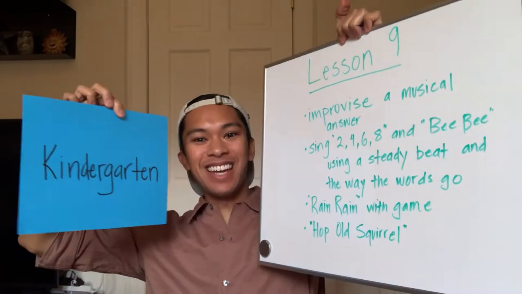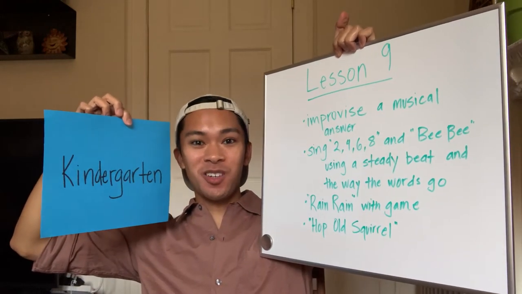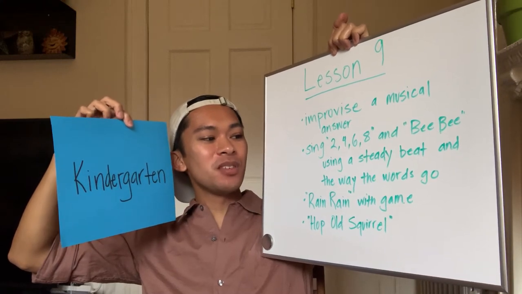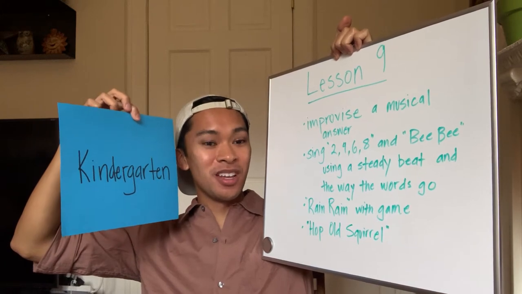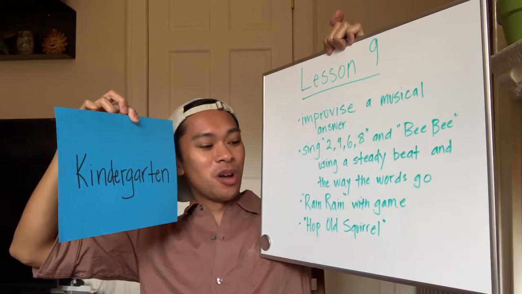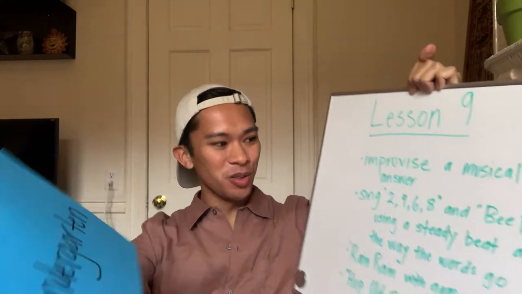Hey, kindergarten, this is lesson number 9. We are going to improvise a musical answer. I'm going to ask you a question, you're going to think of an answer. Then we're going to sing 2, 4, 6, 8 and BB Bumblebee using a steady beat and the way the words go, which is that special word we've been learning called the rhythm, right? The way the words go. We're going to sing Rain Rain and do a little game, and we're going to sing Hop Old Squirrel, all right? But first, what's going to happen, friends, is I am going to sing something like this.